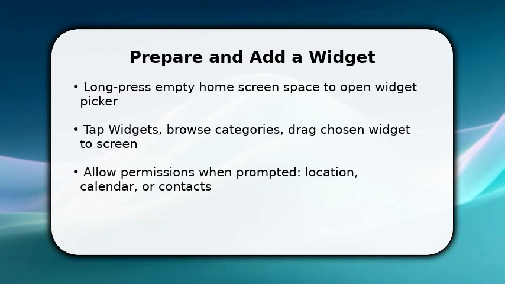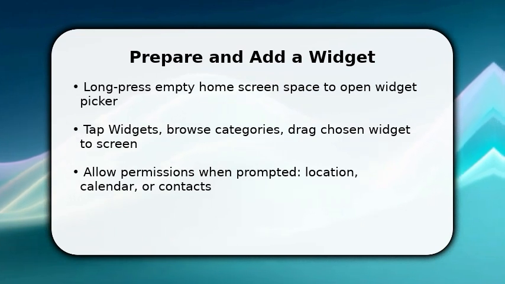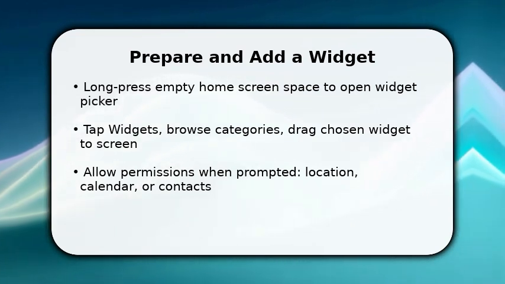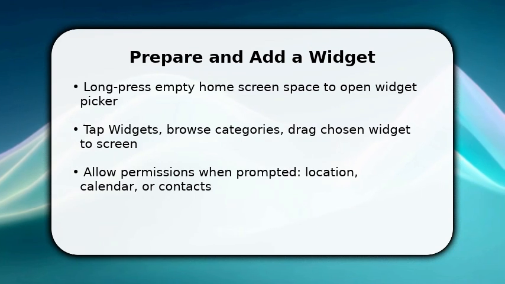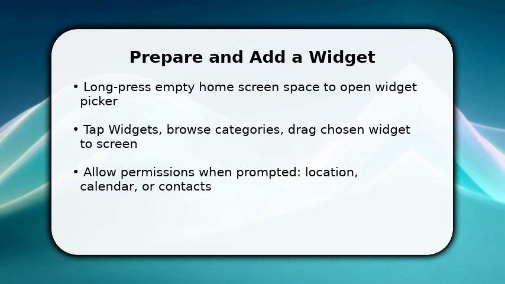You start by preparing the screen and choosing the right widget. Long press an empty area of your home screen and open the widget picker. This immediately shows available sizes. Pick a widget that fits your goal, then drag it to an open spot. Once placed, tap any setup prompts.